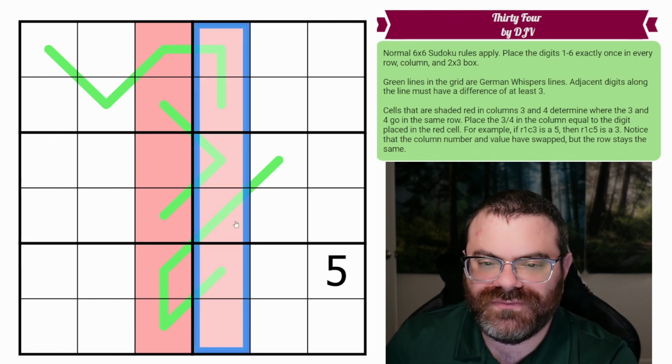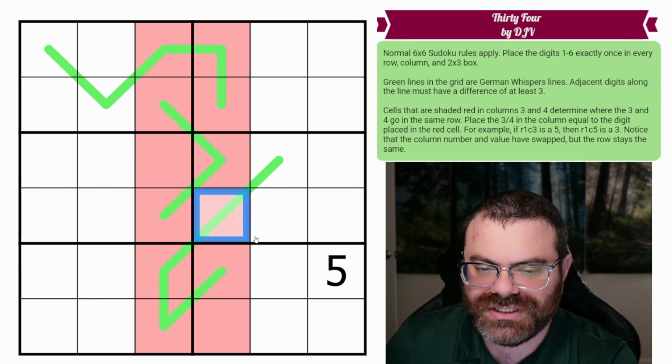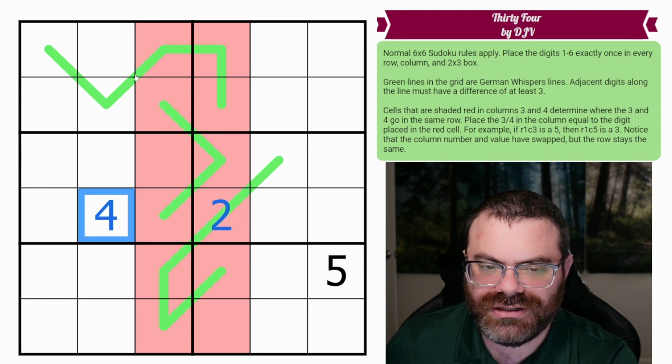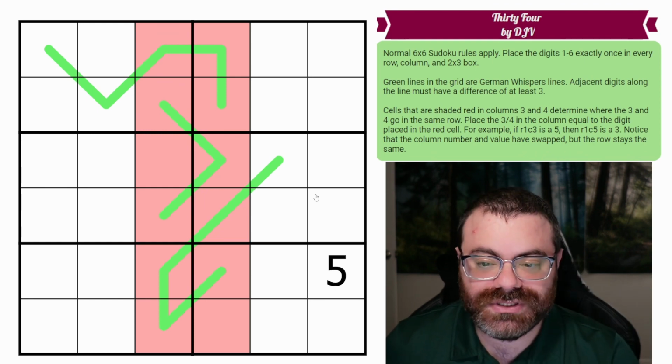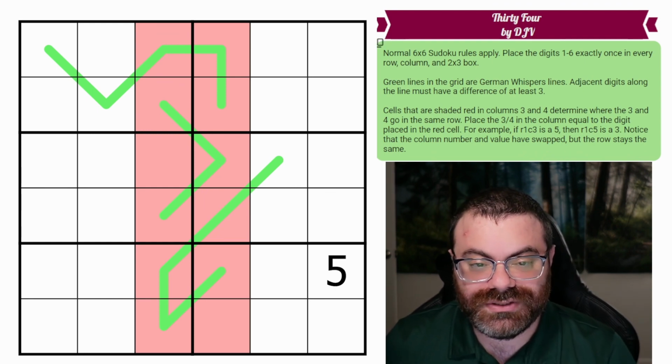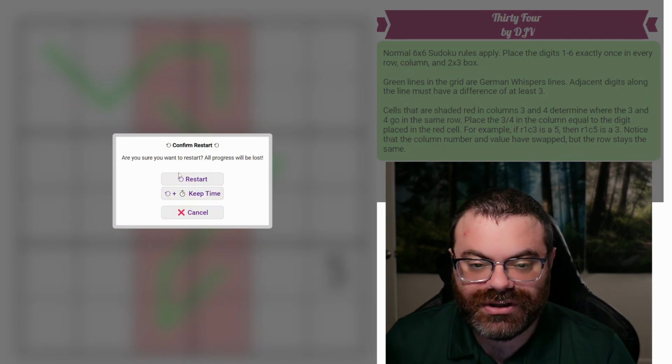So each one is telling you about where the 3 goes in that row. And this column, because it's column 4, it tells you where the 4 goes. So if this was a 2, then the 4 would go here in column 2. So that's it. Those are the rules. There's a link in the description if you'd like to try the puzzle yourself. And I'm going to get started right now.